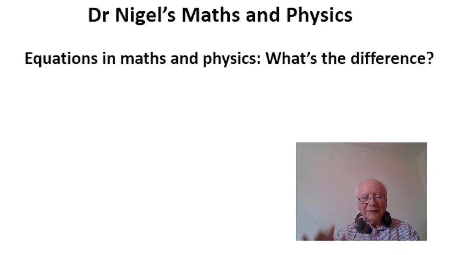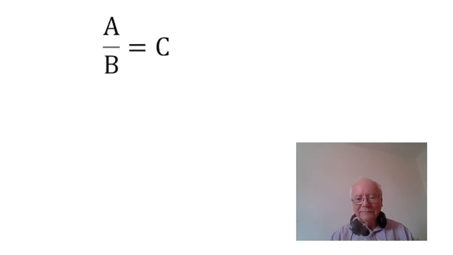Hi, I'm Nigel, and I'm going to talk today about equations in maths and physics. What's the difference? Well, let's start with an example. Here's an equation. A divided by B equals C. So the first question, well, what's A, B, and C?